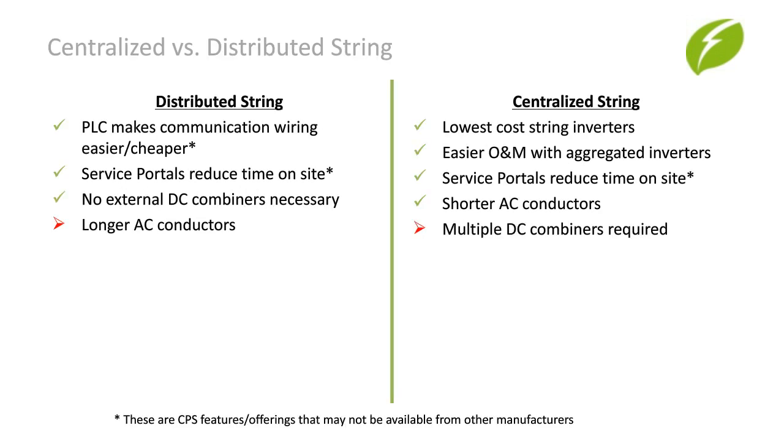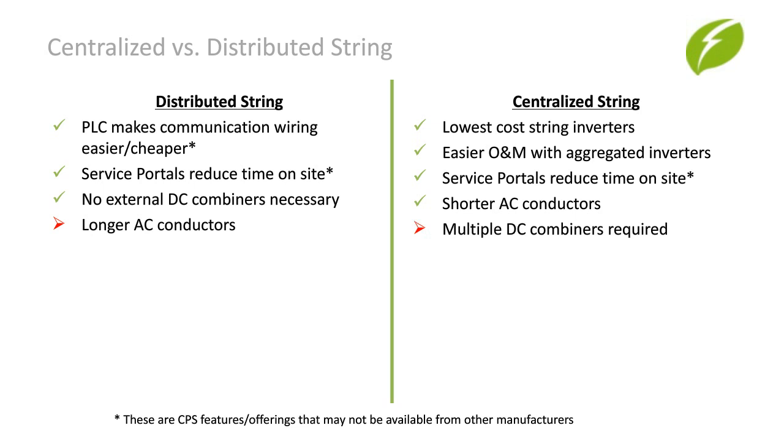So when we compare the distributed and the centralized systems, we can see how the different architectures stack up against each other. PLC is a standard feature of CPS distributed wiring boxes on the 100 and 125 kilowatt inverters. This is not available from all manufacturers, so when you're estimating the system cost, remember to account for this if using another brand. I can't speak to other manufacturers' products, only the design concepts and what CPS is doing to help reduce those costs. So now looking at these side by side, we can see the difference is longer AC runs versus multiple DC combiners.